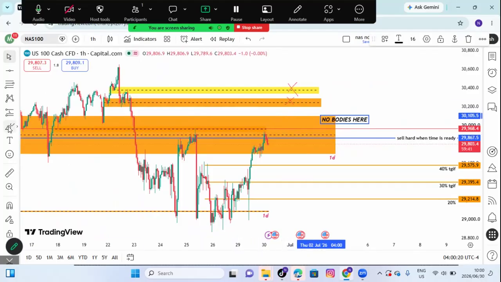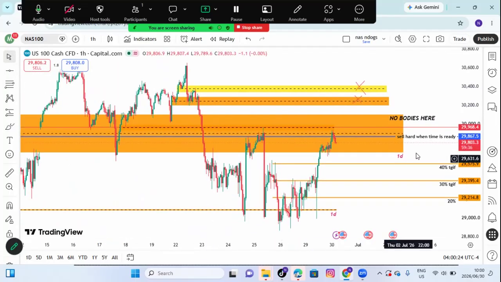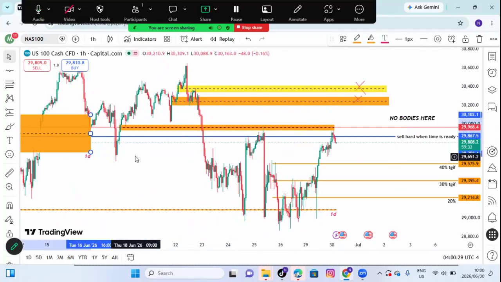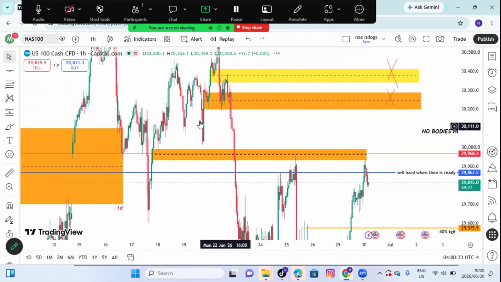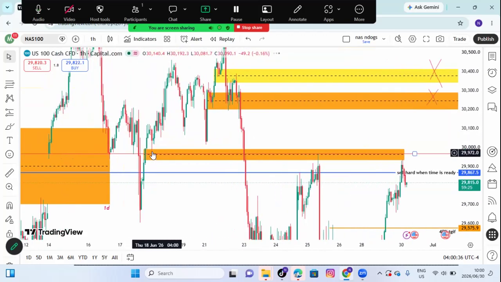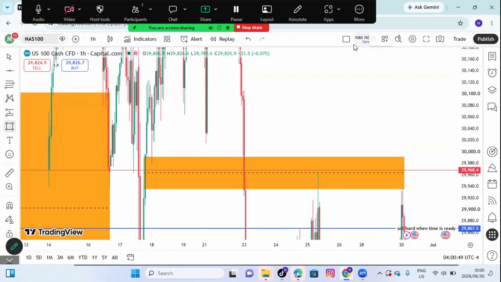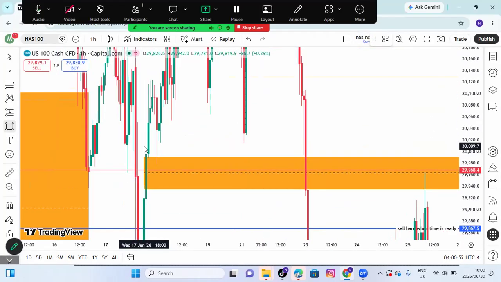But here, there's two possibilities. Let me show you all the possibilities that we have here. So we have a situation where this value gap here was used here to go higher. And then here, this one in here was respected. Let me do this. There we go. Is there volume imbalance in there? Probably there is.